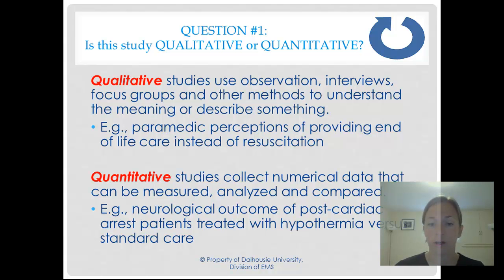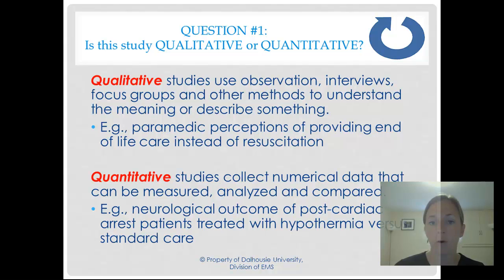Quantitative studies, in contrast, are more objective in that they collect numerical data. These are things that can be measured, can be analyzed, can be compared, and this may be what you're more typically used to seeing when you think of a research study.